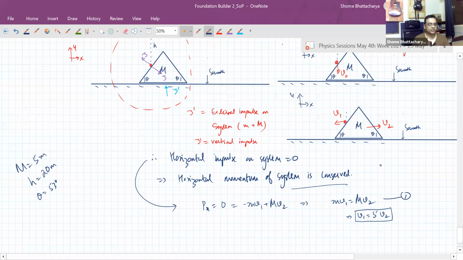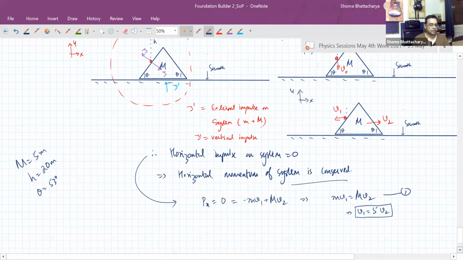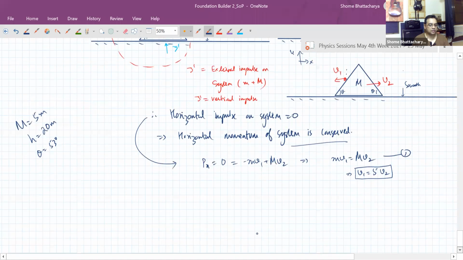But once again, one equation, two variables. So where are we going to get the second equation from? For that, you have to look at the particle alone. What is happening to the particle? The particle is experiencing an impulse which is perpendicular to this surface.